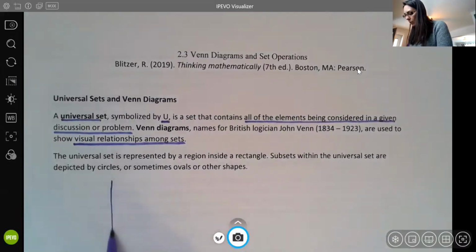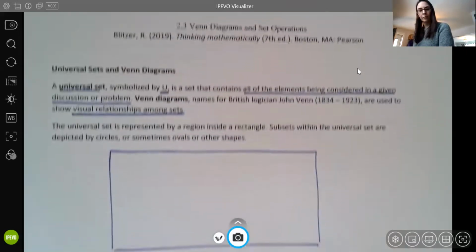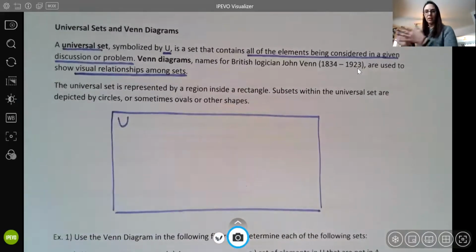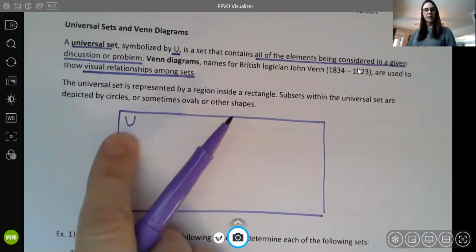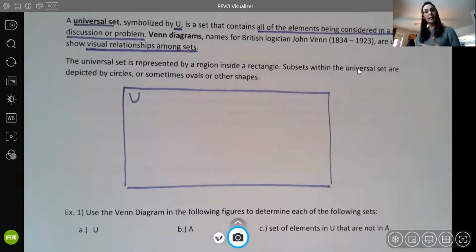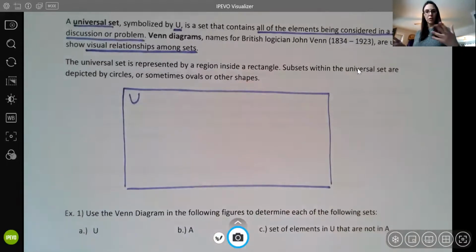So typically we use a rectangle to represent that universal set. And we'll put a little U in the corner just to show that this is the universal set. In some applications you may not always see that. For instance, we use Venn diagrams a lot with probability and statistics. They may not always label it the same way, but it's the same concept of that rectangle being your overarching group or your overarching set.